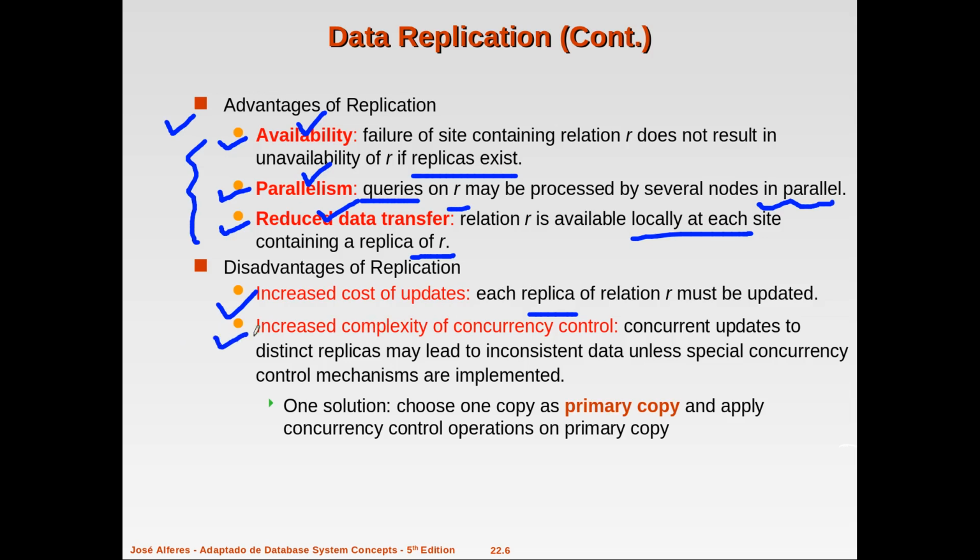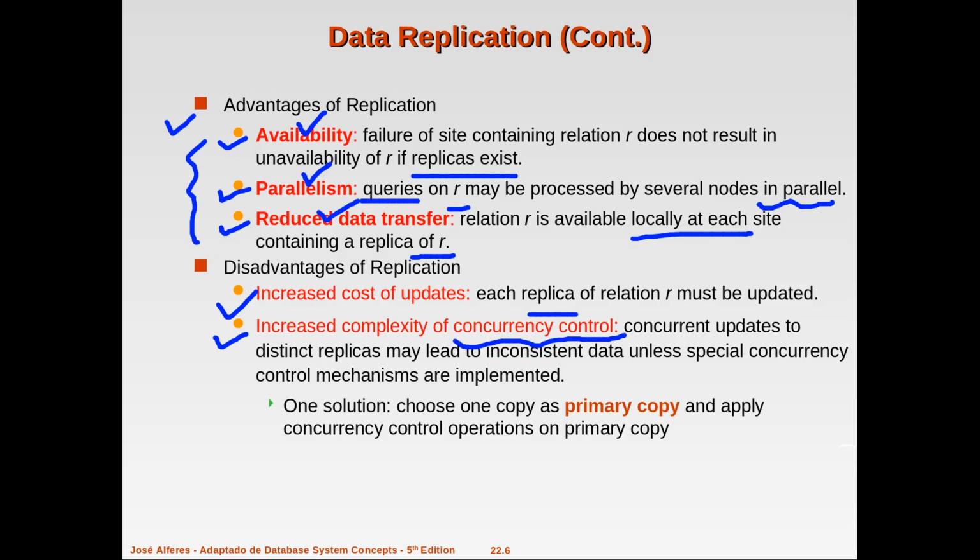Now the second disadvantage is increased complexity of concurrency control. What do you mean by concurrency control? Concurrency control means accessing the same data item by multiple transactions. Concurrent updates to distinct replicas may lead to inconsistent data. If the same item is being accessed by different transactions, and they are collected from different replicas, the same item cannot have access in that way.